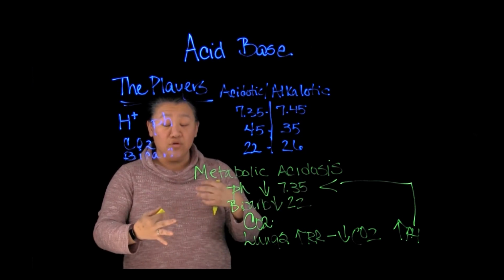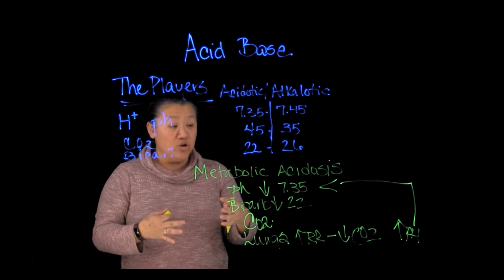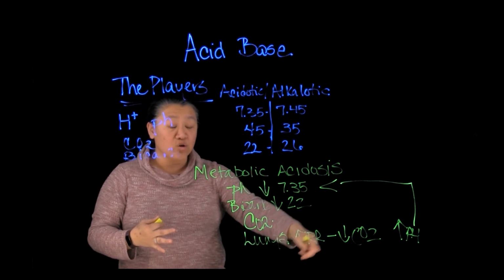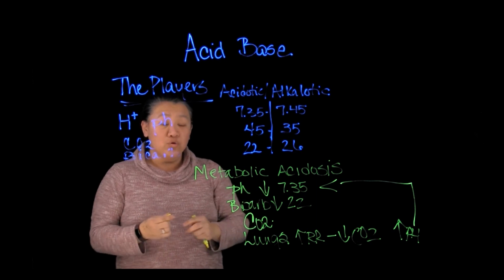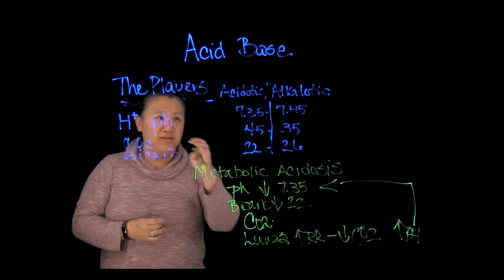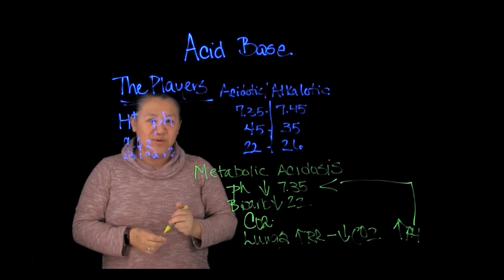Now, you're not going to have to know partial or full compensation. You just have to understand the physiological mechanism of how the body is trying to correct itself in order to return back to homeostasis. That concludes basic acid-base and metabolic acidosis. Thank you.